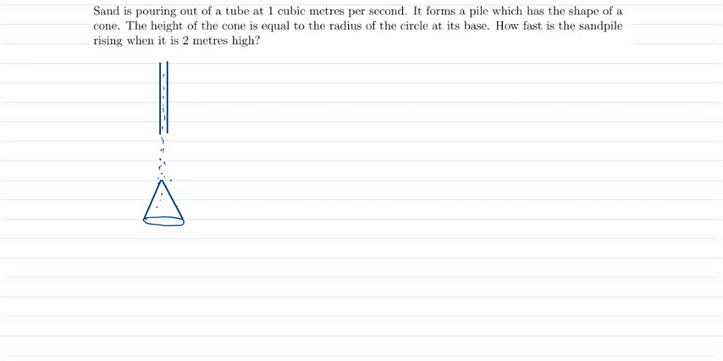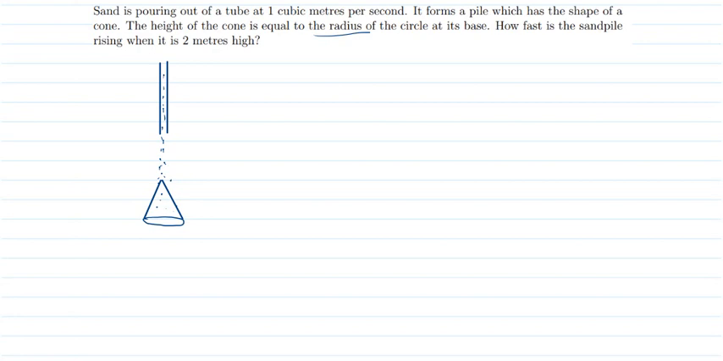Sand is pouring out of a tube at 1 cubic meter per second. It forms a pile which has the shape of a cone. The height of the cone is equal to the radius of the circle at its base. How fast is the sand pile rising when it is 2 meters high?